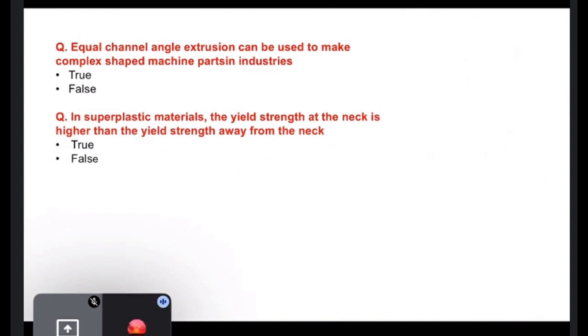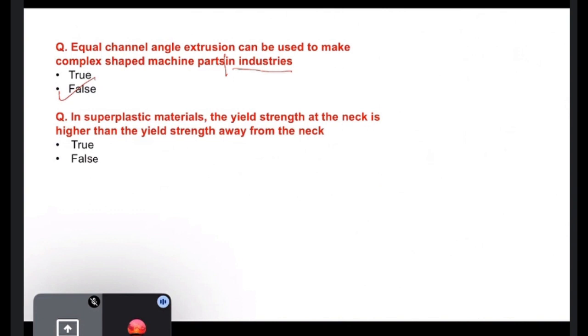Equal channel angle extrusion can be used to make complex shaped machine parts in industry. True or false? Then what is the correct answer? If it is false, then what is the correct answer? Your answer is right. It is false.